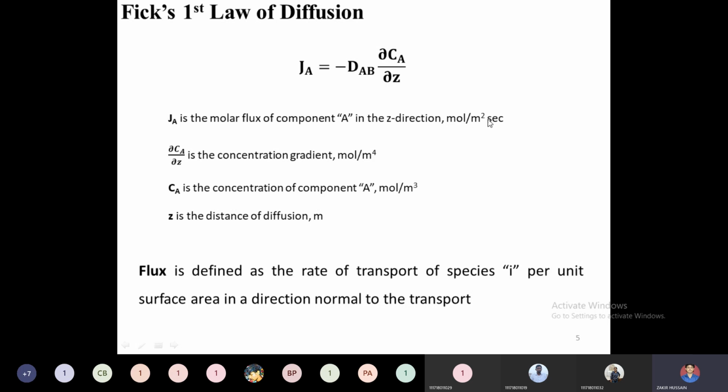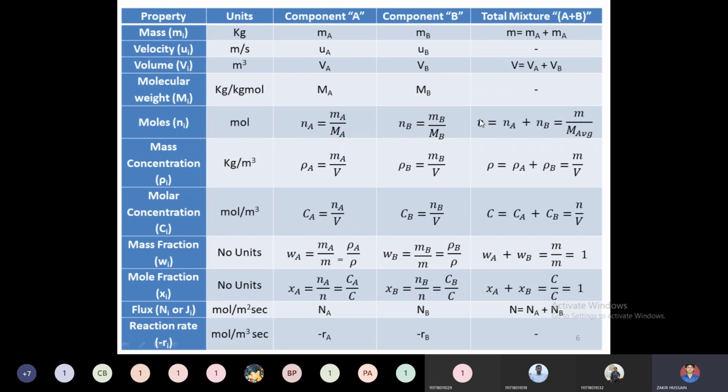Rate per unit area is nothing but a flux. We can define that flux when we know the units of that flux. Rate is mole per second, and rate per unit area is nothing but a flux. So these are the various properties; now, how to estimate the properties of a mixture.